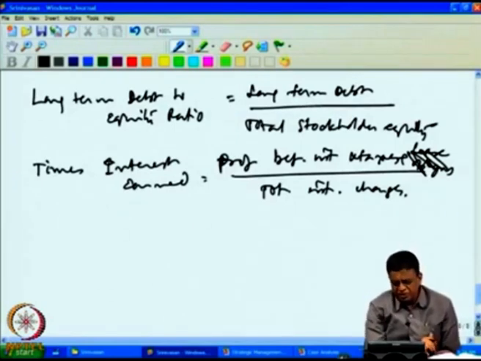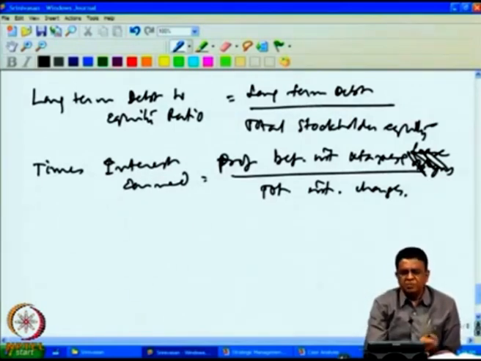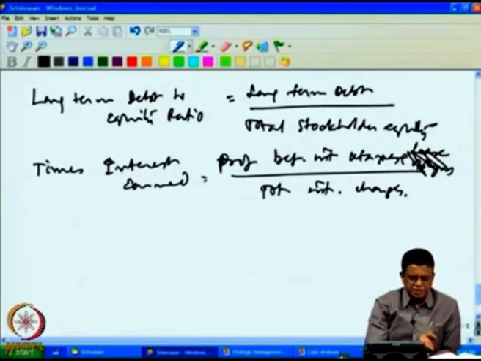So, what is the total interest charges? What is the profit that you have earned before interest and taxes? By how many times is it covering?